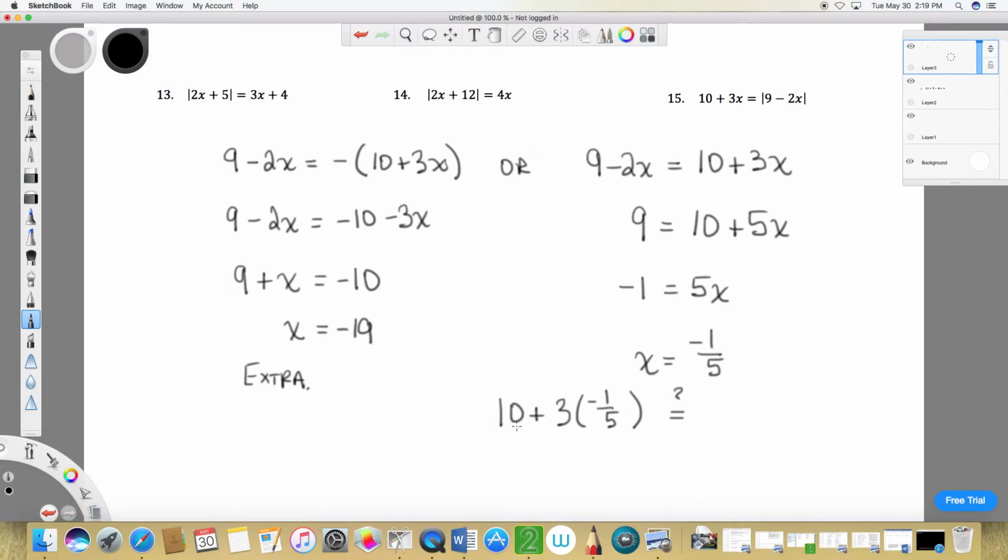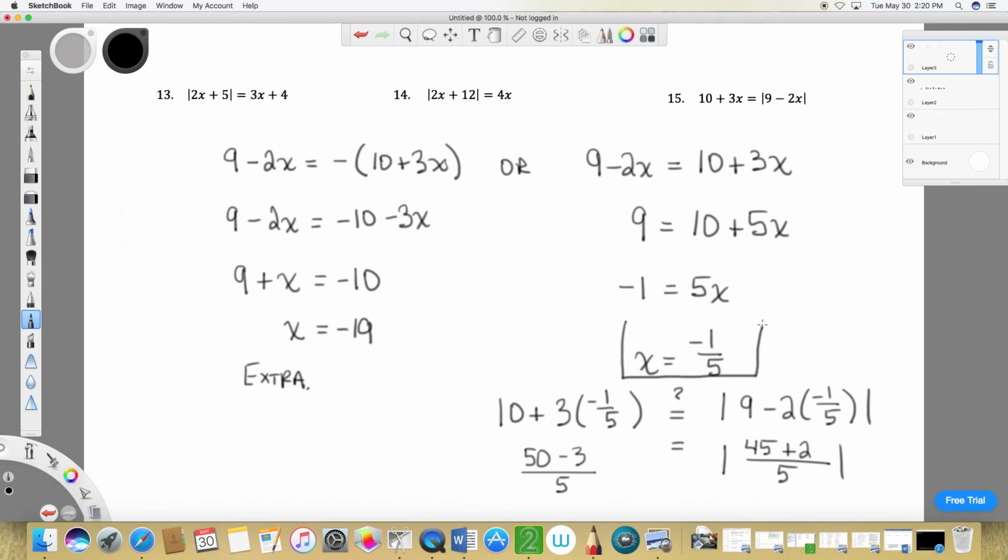On the left-hand side, if I get a common denominator of 5, I can rewrite 10 as 50 divided by 5. And I have 47 over 5. Well, on the right-hand side, I have the absolute value of 9 minus 2 times a negative 1/5. Let's get a common denominator of 5. And you can see that we have 47 over 5 is equal to 47 over 5. So this does check, and this is our solution.